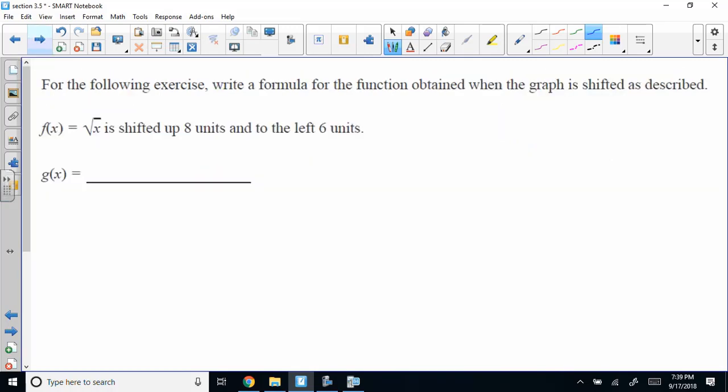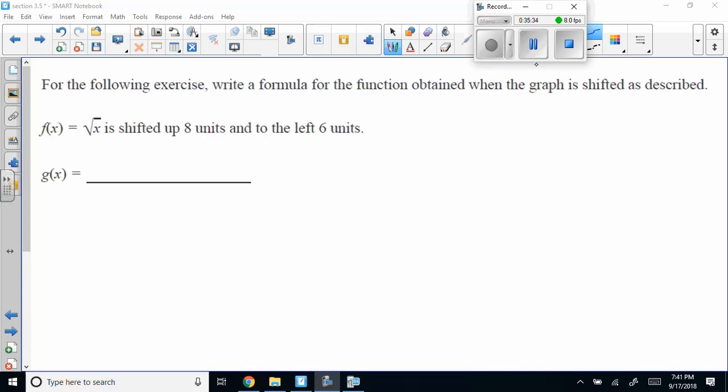All right, so snap, crackle, pop. Square root of x is shifted up 8 units, and to the left, how many? 6. So we've got to make sure that we can write that. Let's give you 20, 30 seconds to see what you can do on this. You're only wrong until proven wrong, right? You could try. Give you 30 seconds. Go.